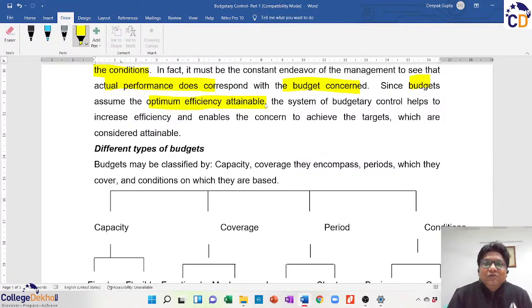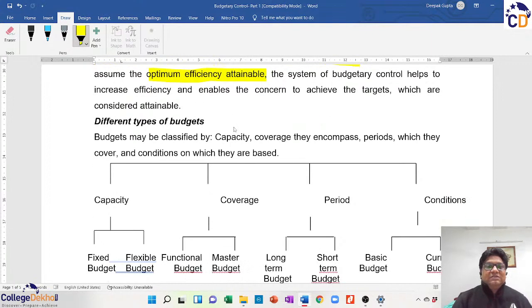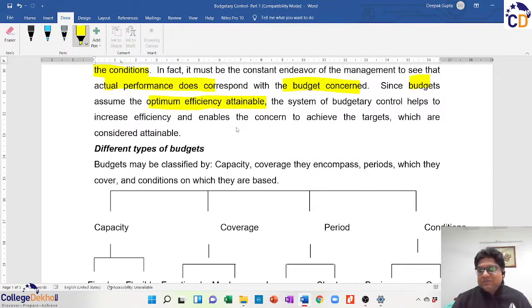But if for some reason there is an efficiency of only say 30 minutes, 35 minutes, which is less than what you expected, the budgeted part, then the reasons have to be ascertained why that happened. So this is the point, that budgets are not based on ideal efficiency. They are based on the optimum efficiency which can be achieved. Hence, this is a very important part, optimum efficiency attained.